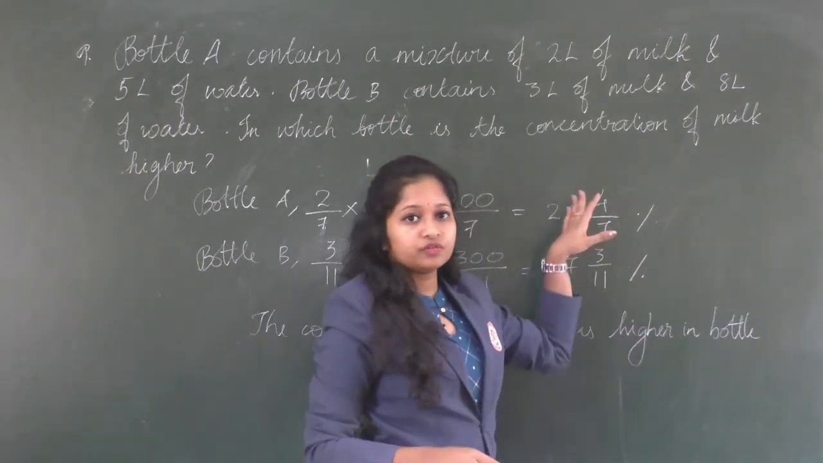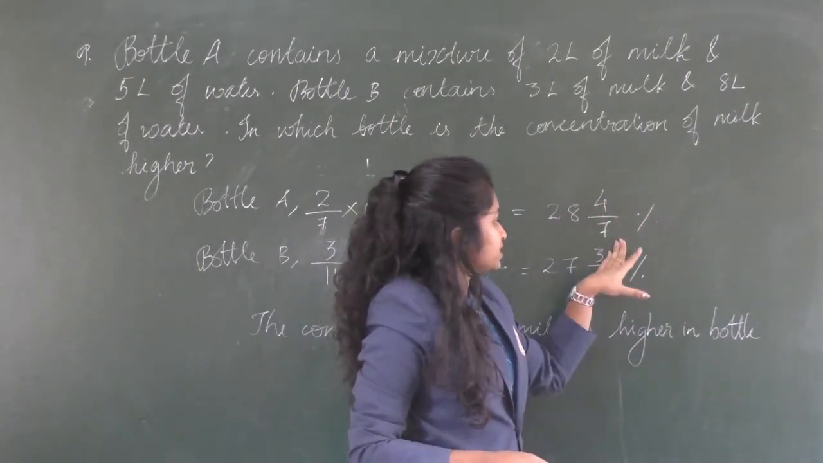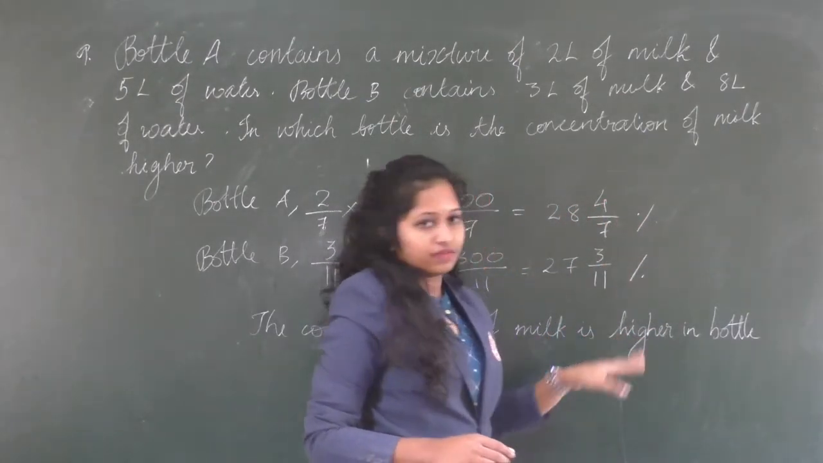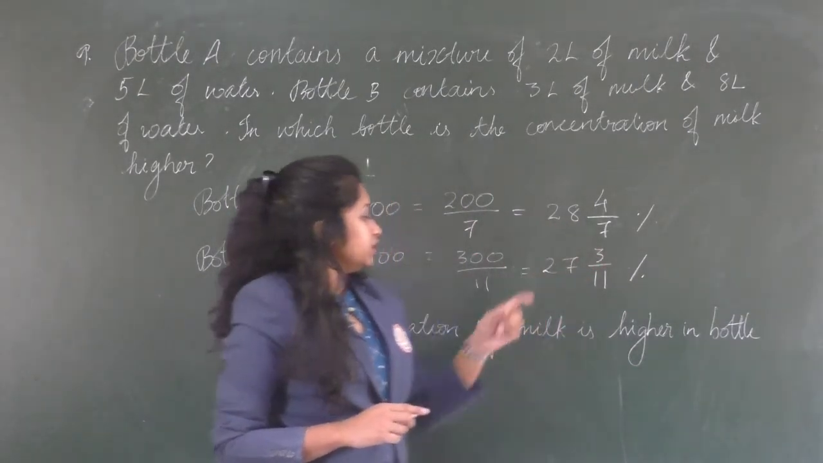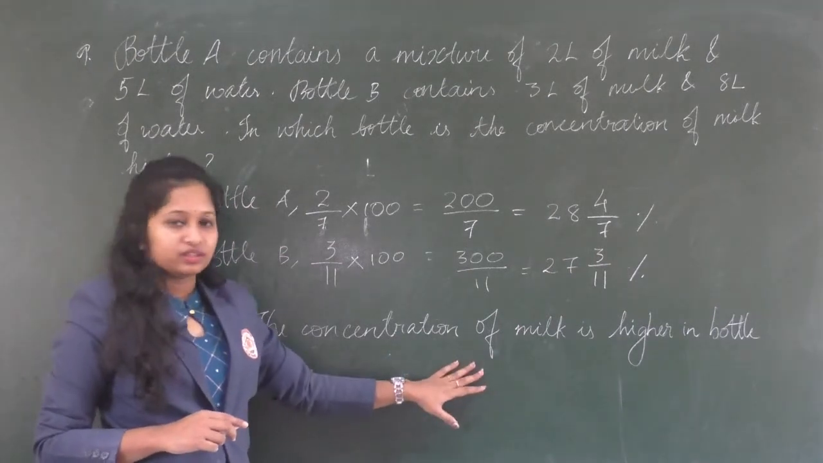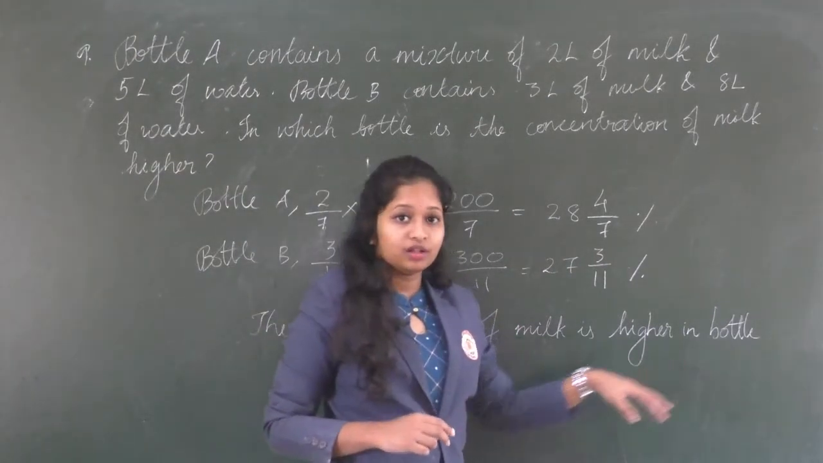Now compare both of these, 28.4 by 7 and 27.3 by 11. Which is highest? This one, isn't it? So the concentration of milk is higher in bottle A.